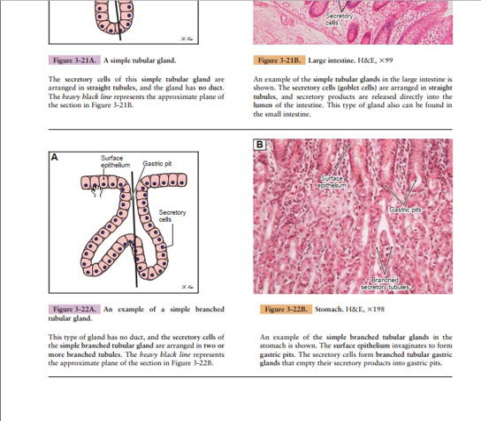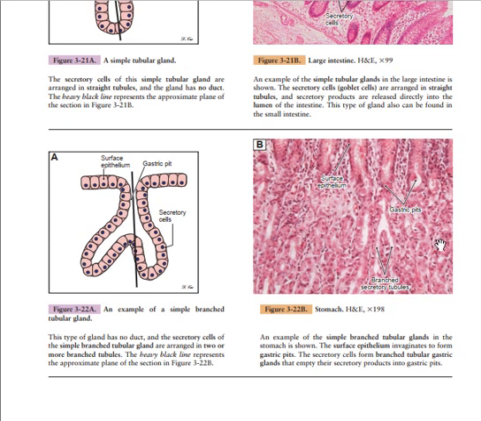Now, for a simple branched gland, this is a diagrammatic representation. This is the epithelial cell. You see, there is only one pit connecting them. So this is why it is simple: simple is because there is only one pit connecting them. This is going to be a tube and a tube connected like that. So this is a simple branched tubular gland.